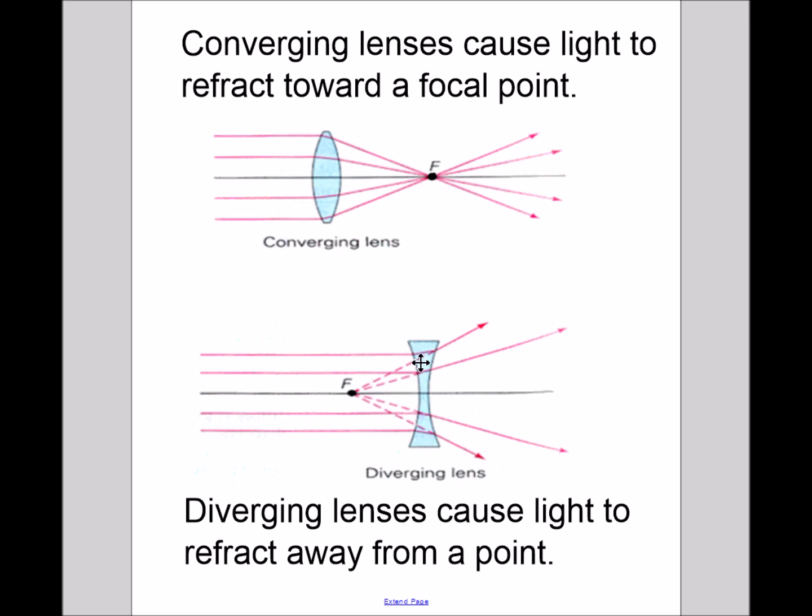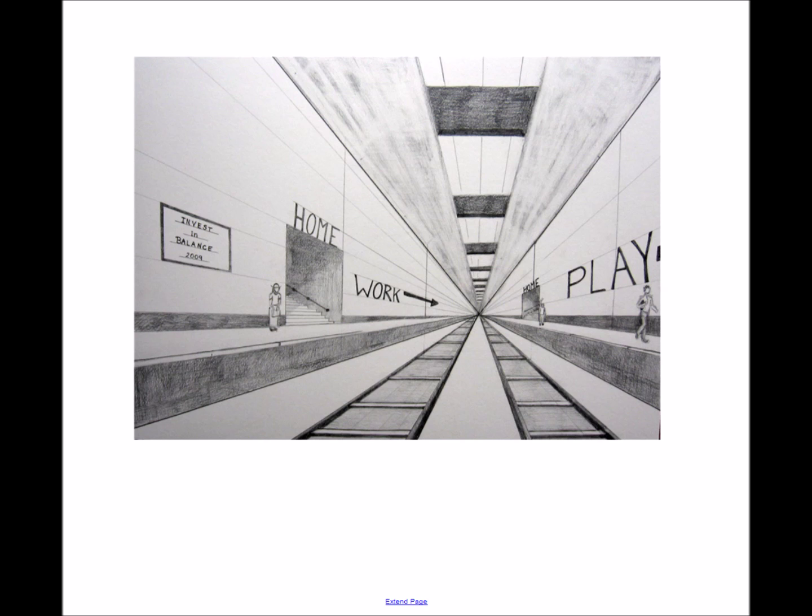The diverging lens, the concave lens, actually makes light spread out from a point. So this isn't like a focal point per se. I almost like to think about it as a diverging point, but we still label it as a focal point. When I think about diverging lenses and a diverging point, I oftentimes think about a picture like this.